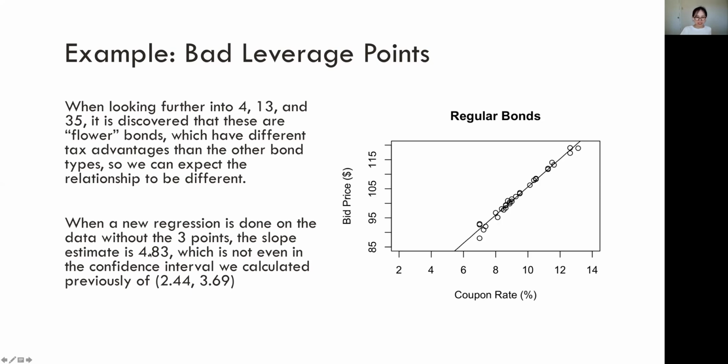And the slope estimate now is 4.83, which is not even in the confidence interval we calculated previously when we had those 3 data points over there. So there are definitely problems with the previous model we fit. And by looking closely at the data, we find that these bad leverage points are not from the same category as the bulk of our X, right? They are far away from those, and they are actually not of the same type.